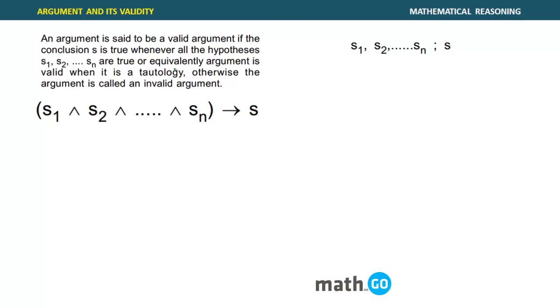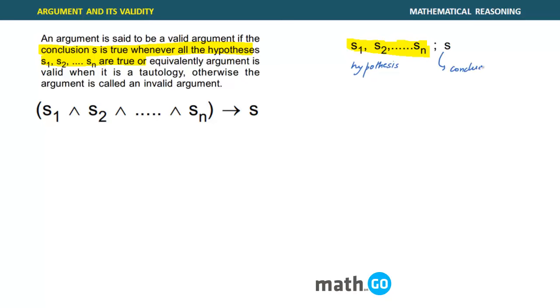Now let us take the other topic, that is argument and its validity, or you can say validity of an argument. So what do you mean by an argument? An argument is said to be valid if the conclusion is true whenever all the hypotheses are true. So here S1, S2, S3 up till all these are your hypotheses, right? Let me just write, these are your hypotheses. Hypotheses are nothing but assumptions in a way, and this is your conclusion S.